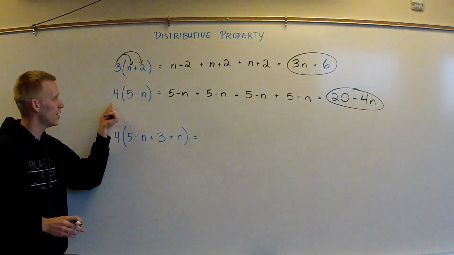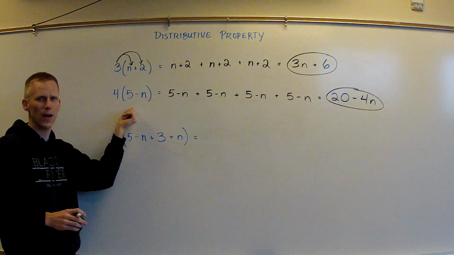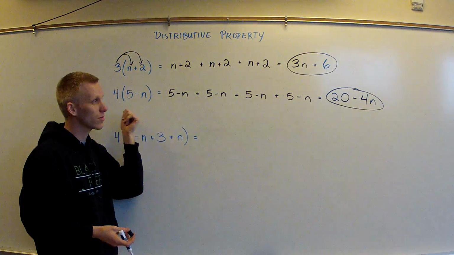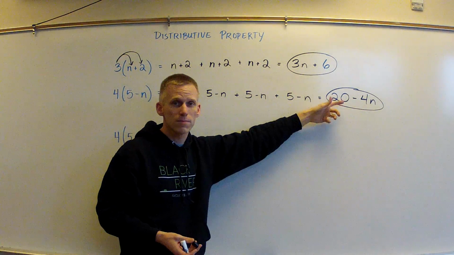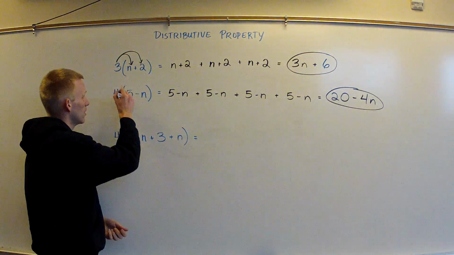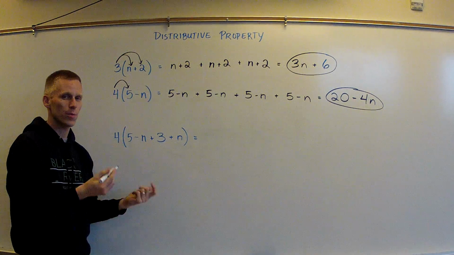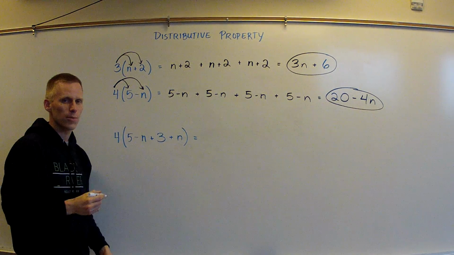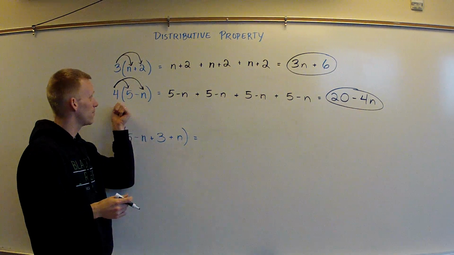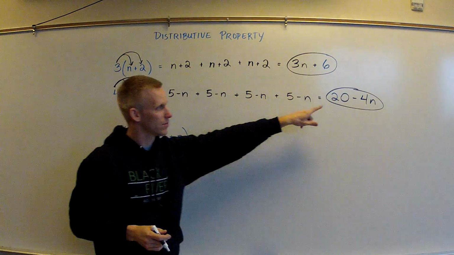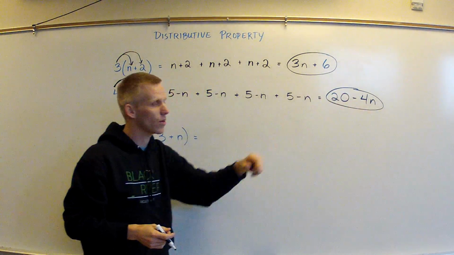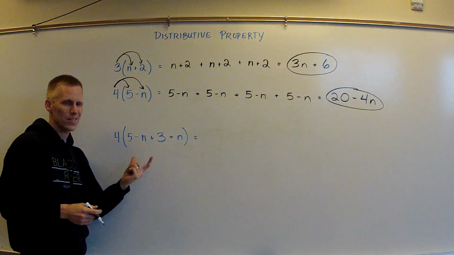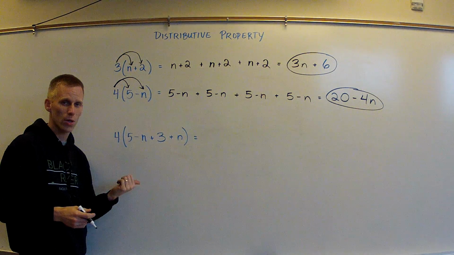Same thing here. 4 5's, 4 5's is 20. So why do I have to write out 4 5's? Why can't I just write 4 5's is 20? Well, you can with the distributive property. The 4 is distributed to the 5, and the 4 is distributed to the n. Well, if I have 4 n's, well, just write 4 n's. We're taking away those 4 n's. Therefore, we can do the distributive property on something somewhat complex pretty quickly.